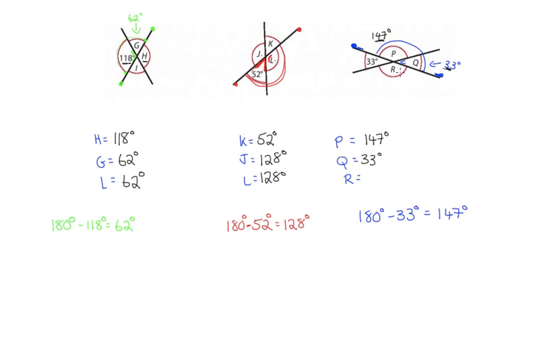And P is opposite R, and opposite angles are equal, so 147 degrees. That's what R is as well. And that's how we do those ones. Okay, so we'll be doing a bit more of those. We'll practice a bit more of those tomorrow.